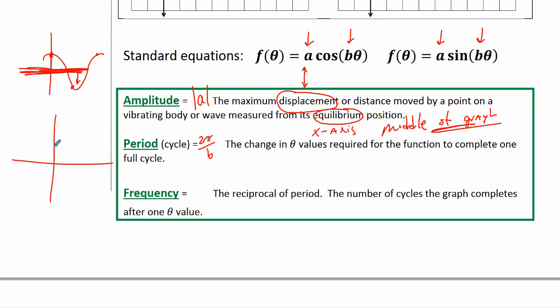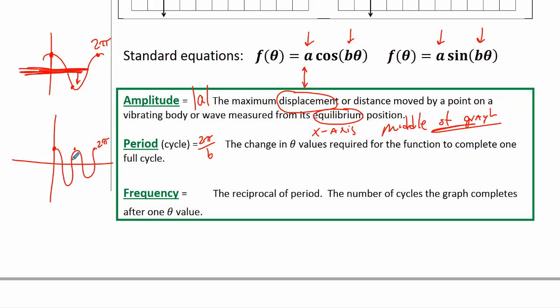But what if I had the same graph just with our period being like pi? So this is 0 to 2 pi. What if I was 0 to pi and 2 pi was over here? Now it would be really crazy. It would be like, woo!